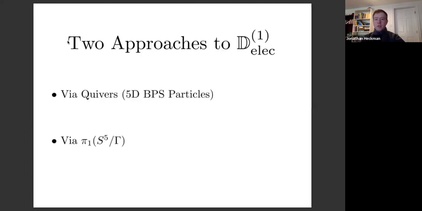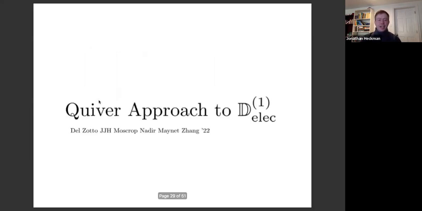Okay, so I'm going to tell you 2 approaches for calculating this thing. I'll refer to these, roughly speaking, as the Quiver approach and the algebraic topology or pi1 approach. And now I will talk about quivers in some form, in case you were anxious that I was going to drop the theme. Okay, so let's talk about the Quiver approach to calculating this thing. And this goes via 5-dimensional BPS particles.